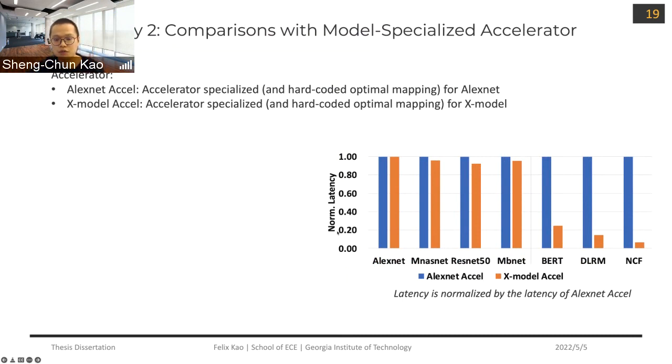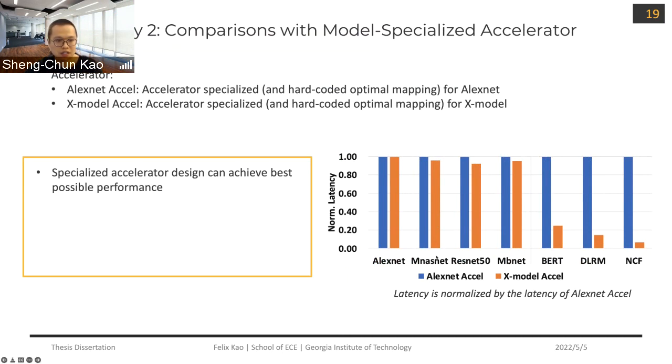In this graph, we show normalized latency to run the DNN model, so the lower is the better. For example, the blue bar here in MNASnet means I take the exact AlexNet accelerator and directly run MNASnet on it without any tuning, so what is the performance? And the orange bar here means what if I completely redesign the accelerator to tailor for MNASnet? What is the best possible performance I can achieve? So apparently, the specialized accelerator design, the orange bar, can achieve better performance than directly using the AlexNet accelerator, the blue bar.